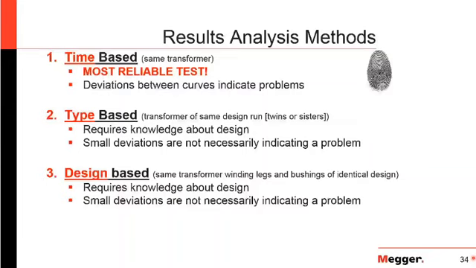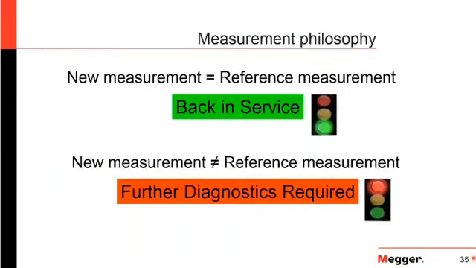So what do we do with all these results? Really, it's pretty simple in the basics. You take your new measurement, you compare it to your reference measurement. If they overlay, they line up, there's no mechanical changes, no physical changes inside that transformer, so put it back in service. Now, if you take your new measurement, compare it to your reference measurement, your fingerprint, and they don't line up, now you know something physically or mechanically changed inside that transformer, and further diagnostics are required there.